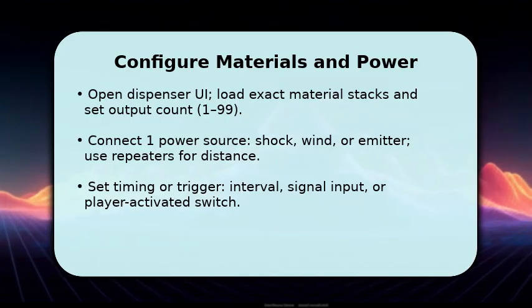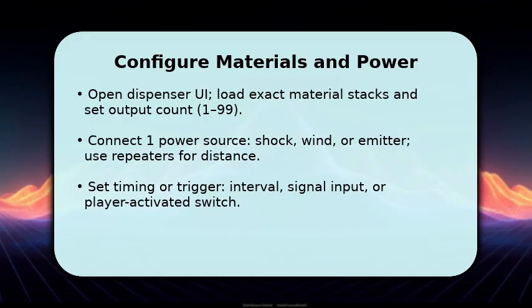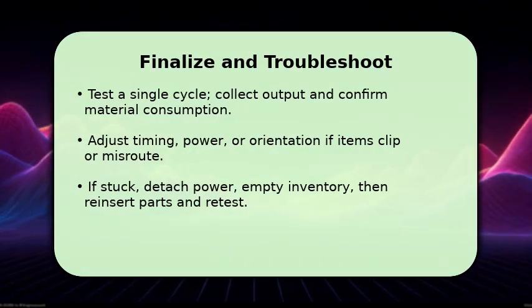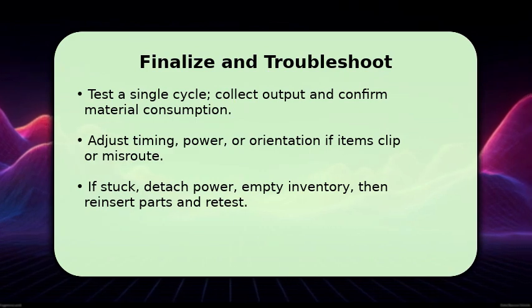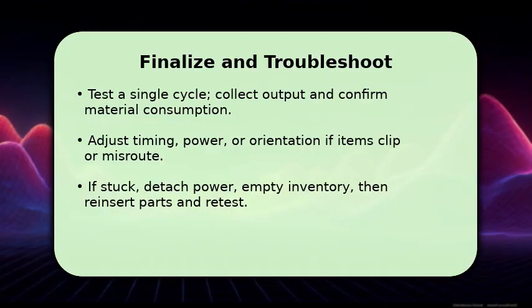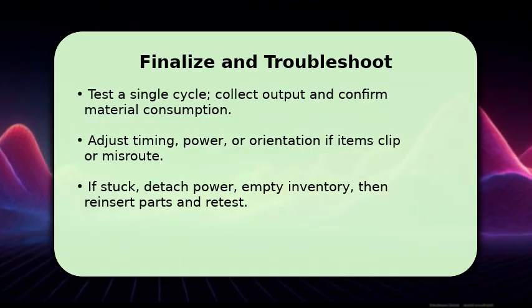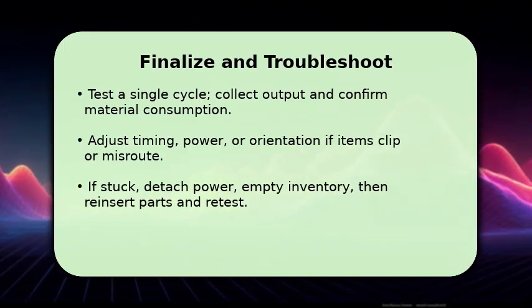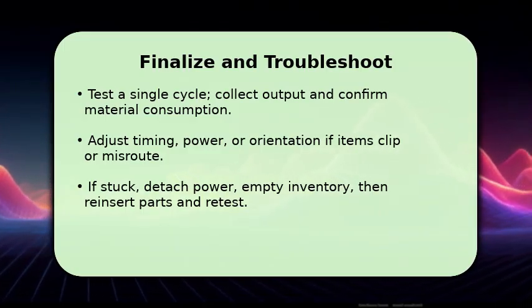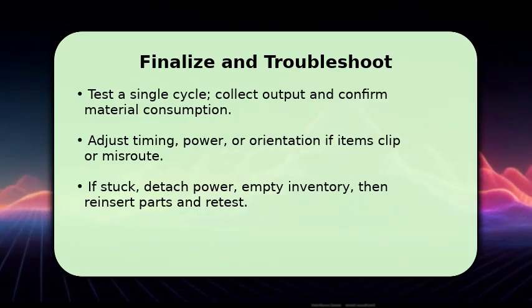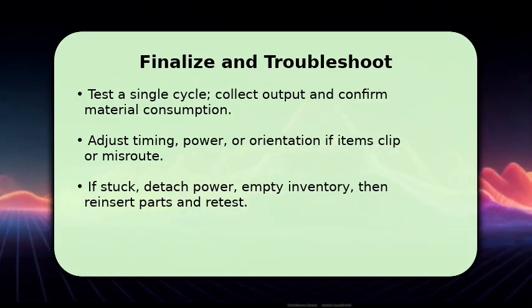You finish by running a single test cycle to verify output, watching that materials decrease and items spawn where intended. If items clip into terrain or travel the wrong path, adjust orientation or the ejection angle and tweak timing or power strength. If the dispenser fails, detach power, empty its inventory, reload the exact parts, then reconnect power to reset state. One key troubleshooting tip: resetting power often clears stuck items.